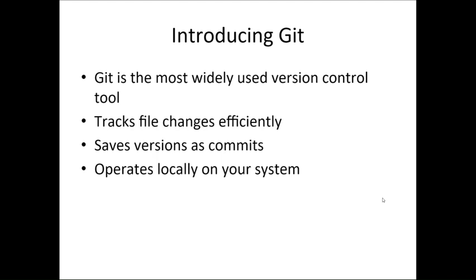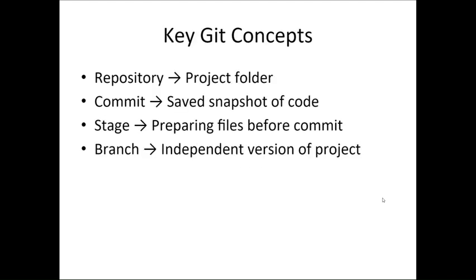So introducing Git. Git is the most widely used version control tool. Tracks file changes efficiently, saves versions as commits, right? Operates locally on your system. So key Git concept: repository, which means your project folder. Commit means a saved snapshot of your code. That means a portion of your code for this particular version being sent to that particular folder, which is the repository, or we call it repo in short.